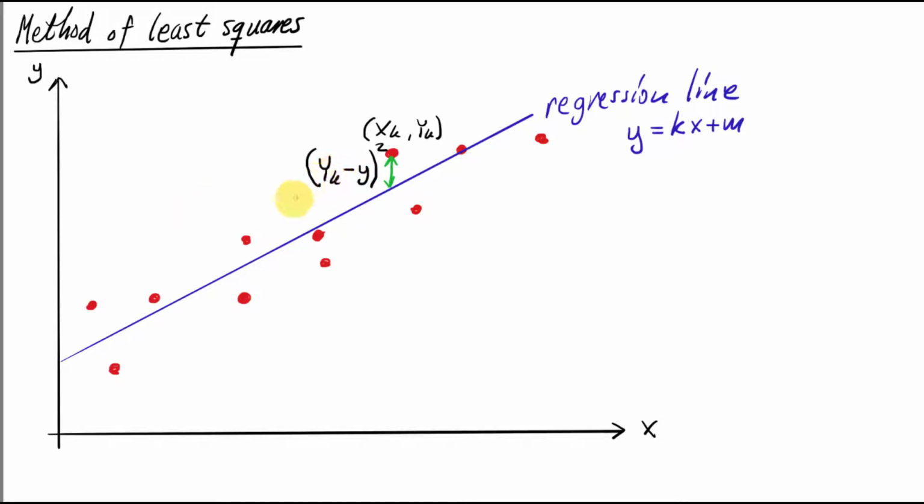And then you add all the errors. So the total error becomes this, if you have n points. Then you want to find the line that minimizes this total error. And that's a mathematical problem. That's called the method of least squares. We will not go through the mathematical details, but just give the answer. So we will see what k and m will be for the line that minimizes this here.